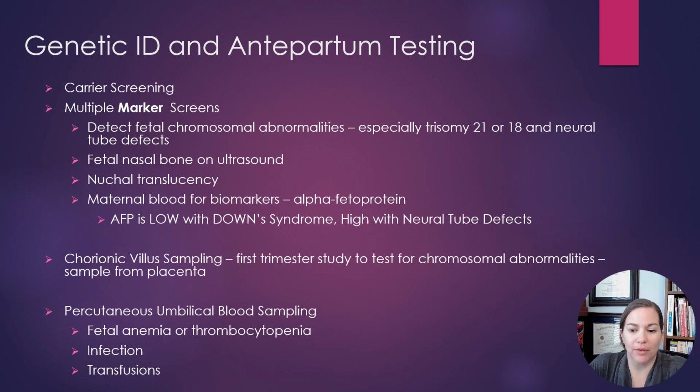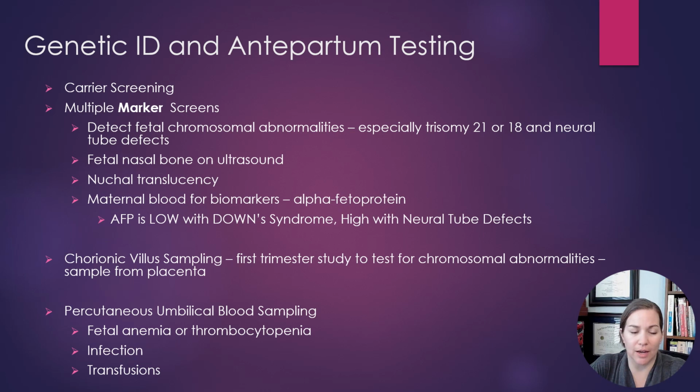All right, so some of the types of screening. Carrier screening we just talked about. Multiple marker screening as well can detect fetal chromosomal abnormalities. So this is done on the fetus, can be done with ultrasound, looking also at nuchal translucency, and the maternal blood for biomarkers. Alpha fetal protein is one of these. Again, this is done with a maternal blood draw, and we can look for her AFP levels.